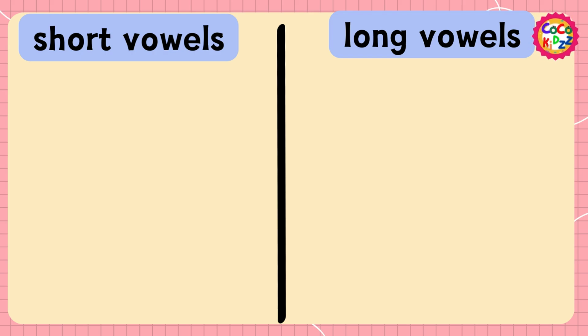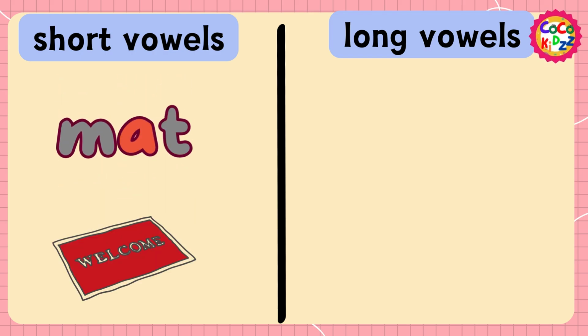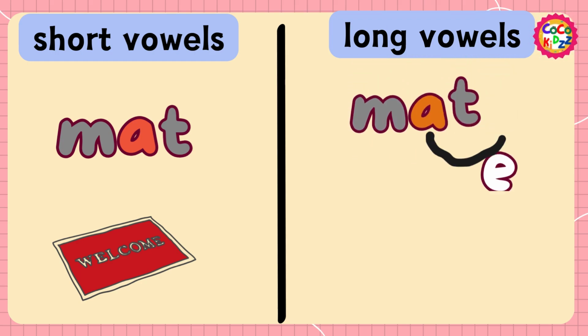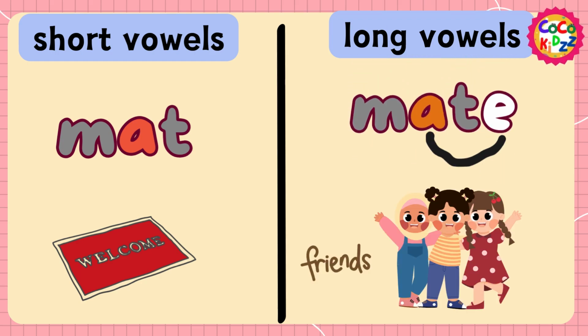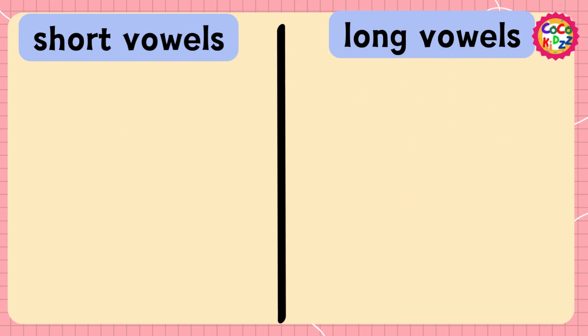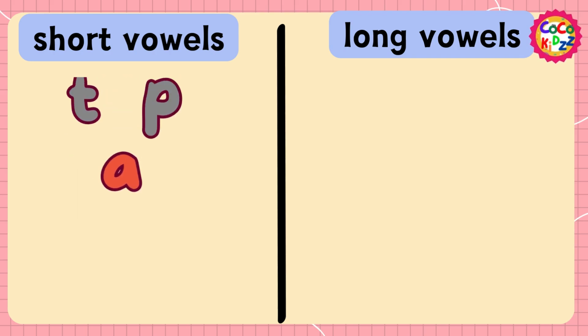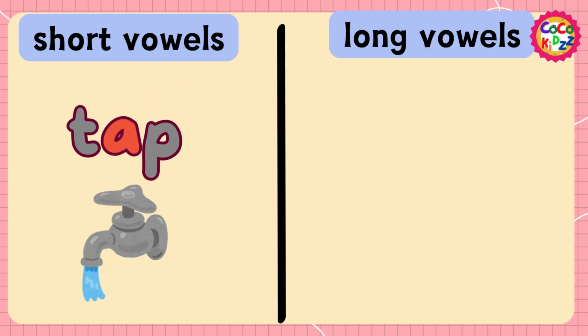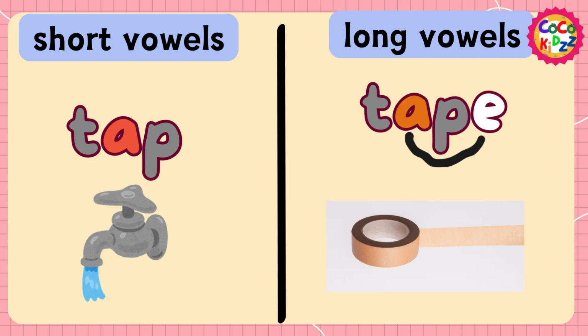Short vowel m, a, t, mat. Long vowel m, a, t, e, mate. Short vowel t, a, p, tap. Long vowel t, a, p, e, tape.